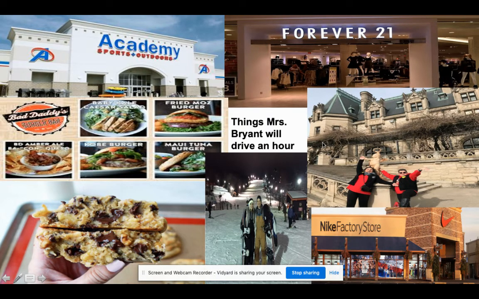And obviously, here's the Biltmore House. Biltmore House is not something you can get to every day, but I'm willing to travel an hour to do things that I like to do. Recreational activities. Why am I going to travel an hour plus to go snowboarding? Well, I can't do that anywhere else.